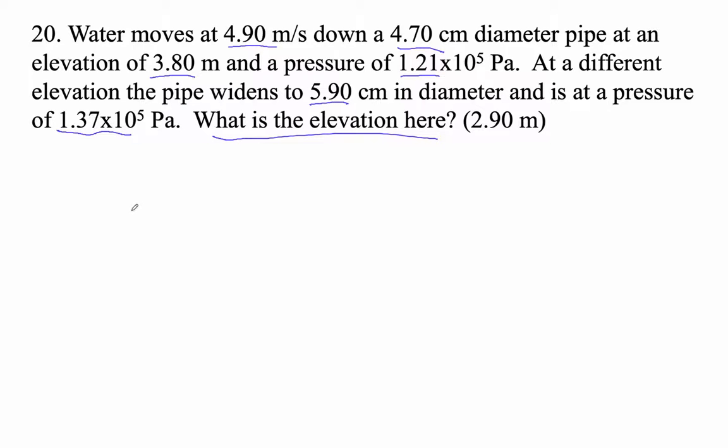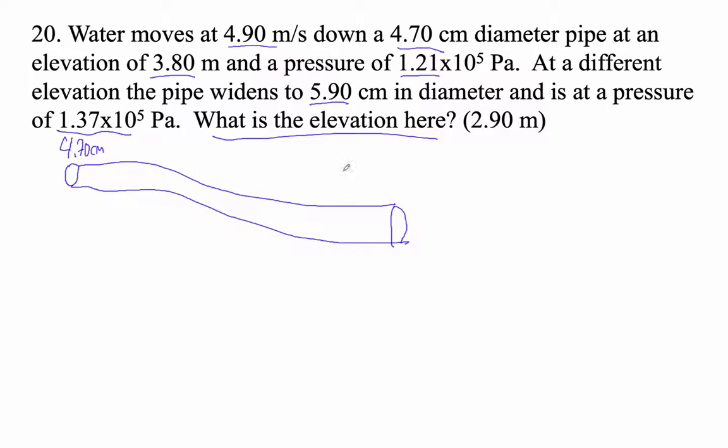Okay, so let's see. It widens. The pipe is widening. So we have a narrow pipe, and we are at an elevation. Then it's going to get a little wider. So the pipe is 4.70 centimeters here, and it's 5.90 centimeters there. The velocity is 4.9 meters per second there, and I think we need to figure out this velocity, right? What is V2, right?